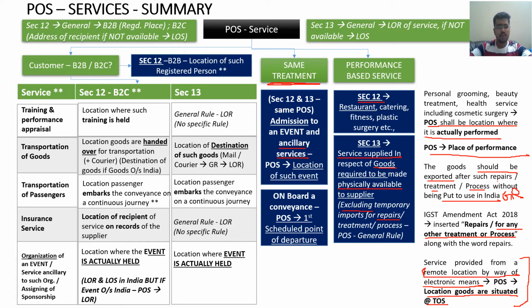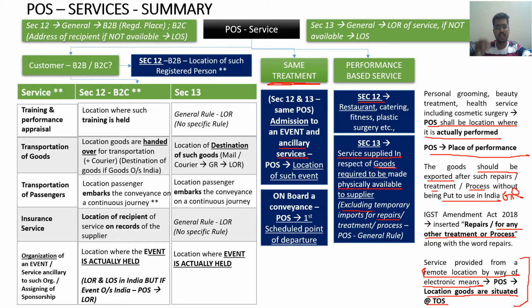So now we saw these five services, T3OI, and then we saw the same treatment services under 12 and 13, which is admission to an event and services on board a conveyance. And then we saw performance based services. Section 12, there is a bunch of services like restaurant, catering, fitness, beauty services, cosmetic surgery, plastic surgery, all these performance based, where the actual performance will be the place of supply. Section 12.